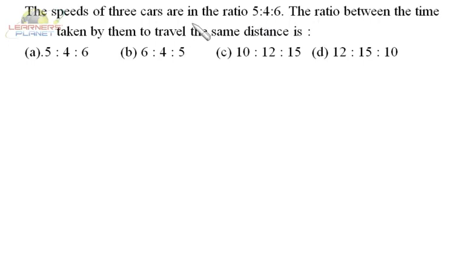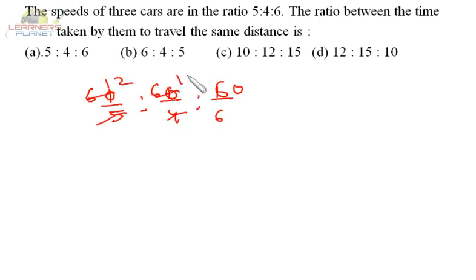Okay, so the speed of the cars is in the ratio 5:4:6. Then their timings will be in the ratio reversed. That means if the speed is in the ratio 5:4:6, their timing ratio will be 1/5:1/4:1/6. Now let's take the LCM of 5, 4 and 6. It will be 60. We just multiply each term by 60. So it's 12, 15, 10. So 12:15:10 is the correct choice.